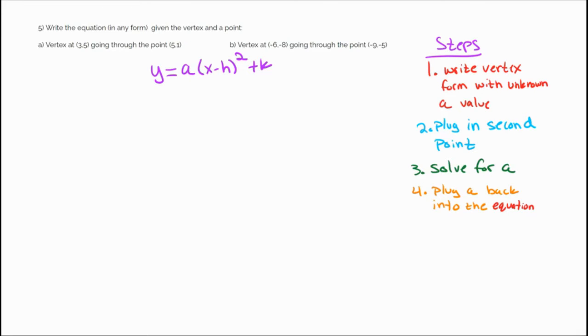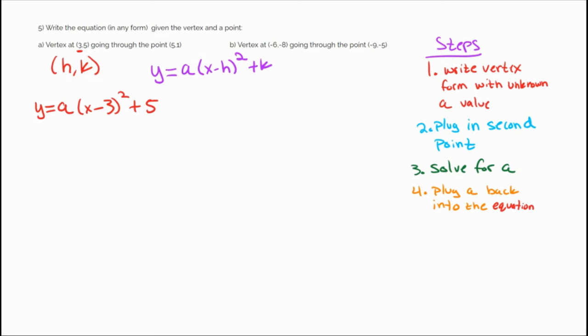So I'll start with a here, the first one, by plugging in that vertex. And I get y equals, I don't know what the a value is, x. I get the h value from the vertex, because remember the vertex is just the h value and the k value. So I get x minus 3 squared and plus, not k, plus 5. So when we're looking at this here, what to make sure that you understand is that the h value flips the sign, so it goes from positive 3 to minus 3. K value stays the same.